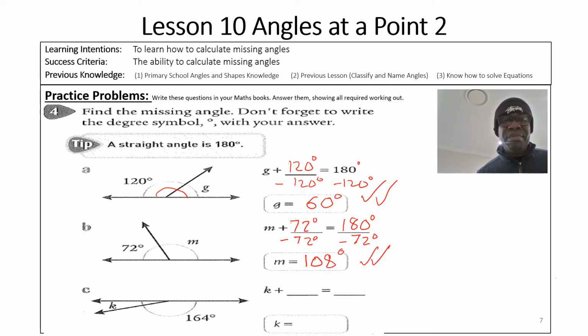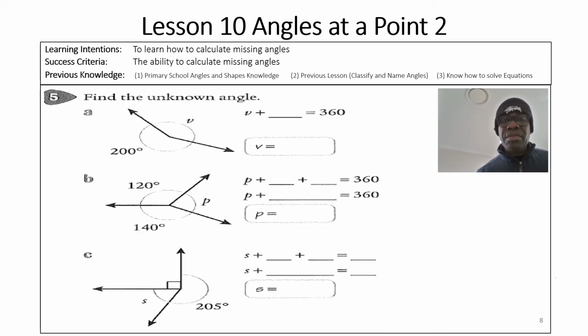And for k, again, k plus 164 should be equal to 180 degrees. Right. So what should I do? Minus 164, minus 164. Minus 170 would have been 10, so that is 16 degrees. Kindly pause, write these questions in your maths books again, draw the diagrams, of course, and solve them. So pause and solve them. Okay.